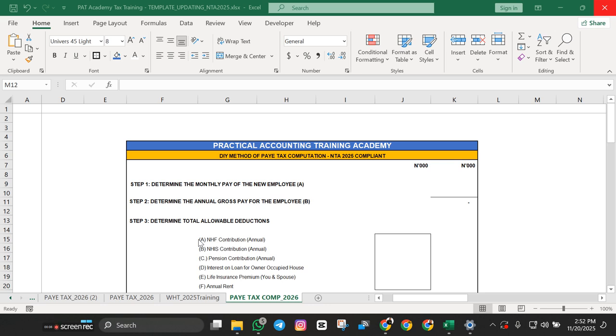So today, I'm going to be teaching particularly accountants who are gainfully employed, or business owners who do not have the financial capacity to employ an accountant, how to compute PAYE tax based on the Nigerian Tax Act 2025, so that by January 2026 you do not need to employ an accountant or a tax consultant. You can do this yourself. That is why we call it the DIY, do-it-yourself method of PAYE tax computation.